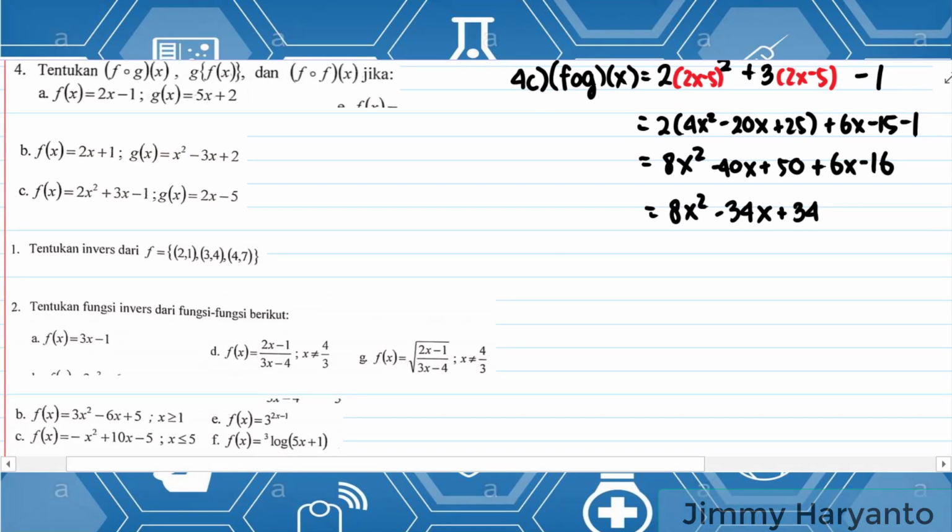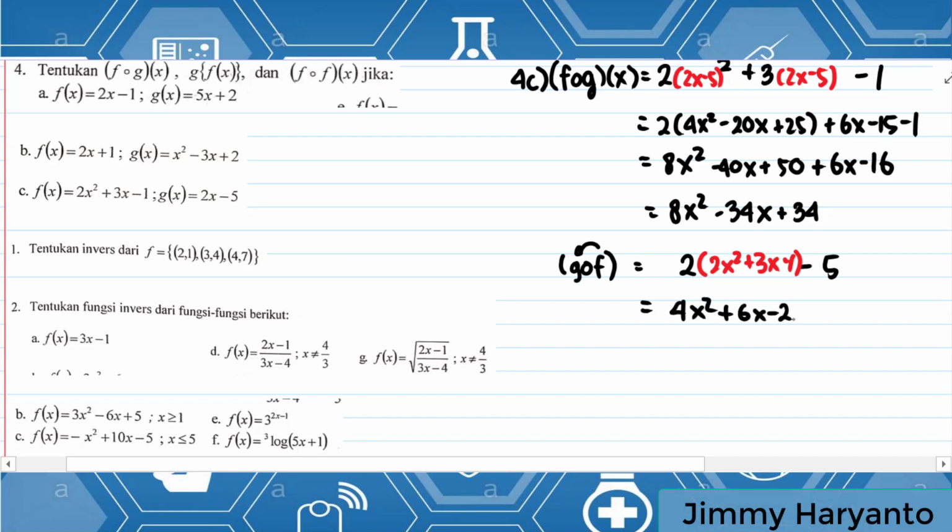Next, the second one is GOF. GOF means you write the G first, 2x minus 5, and then you have to change the x into the F, 2x squared plus 3x minus 1. The result is 4x squared plus 6x minus 2 minus 5, so 4x squared plus 6x minus 7.